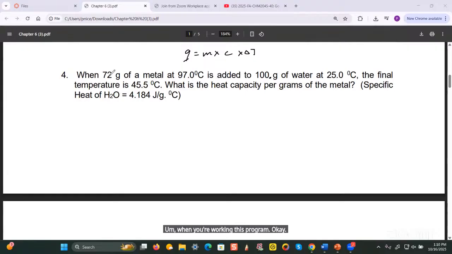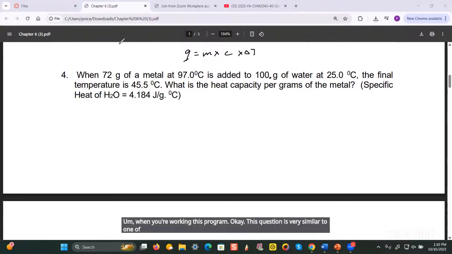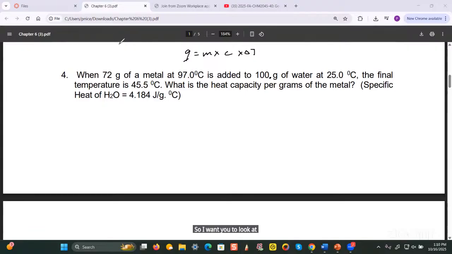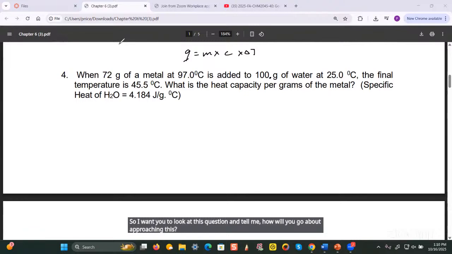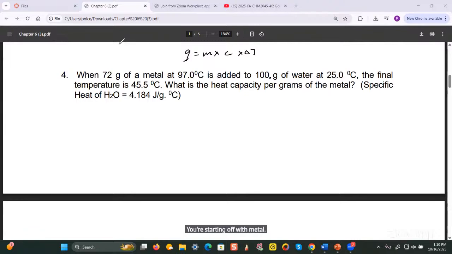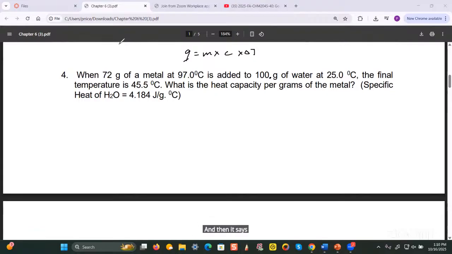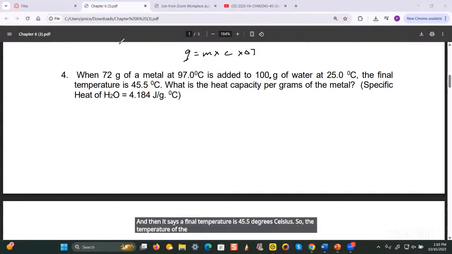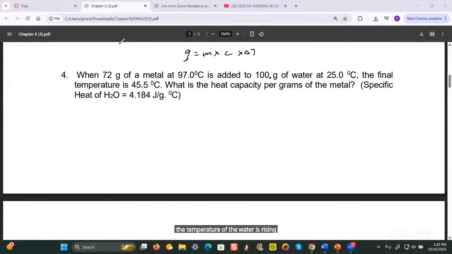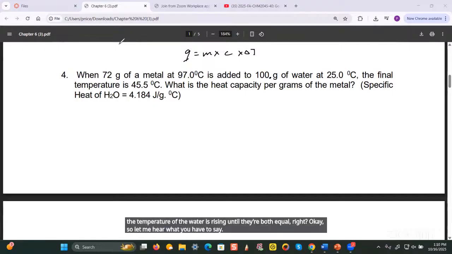Okay, this question is very similar to one of the examples that we just looked at a while ago, right? So I want you to look at this question and tell me how you would go about approaching this. You're starting off with metal, which is at 97 degrees, and you're dropping it in the water, which is at 25 degrees, and then it says the final temperature is 45.5 degrees Celsius. So the temperature of the metal is falling, the temperature of the water is rising until they're both equal, right? Okay, so let me hear what you have to say about solving this problem. What would be your first step?